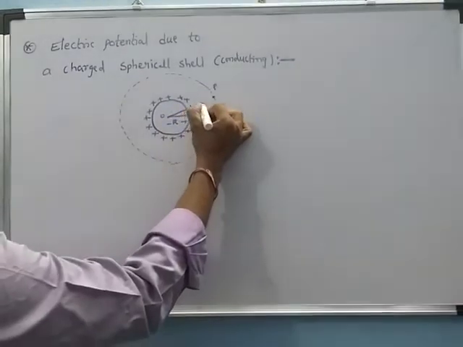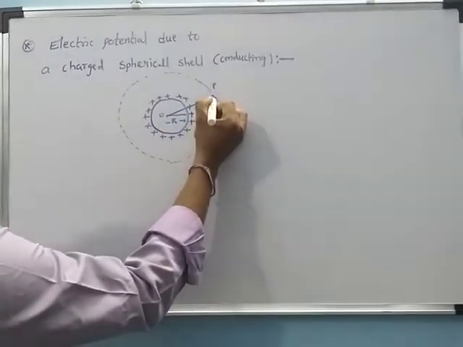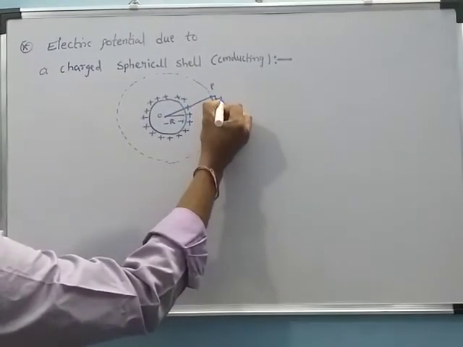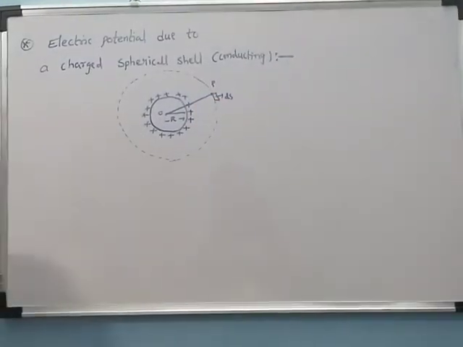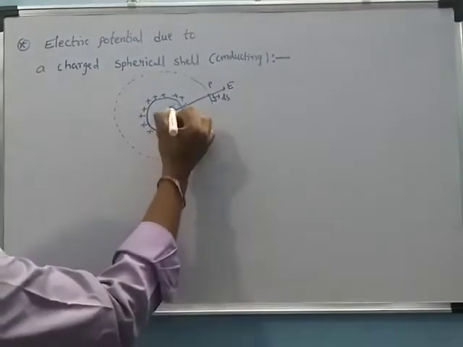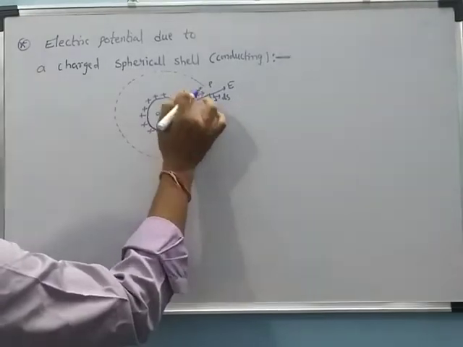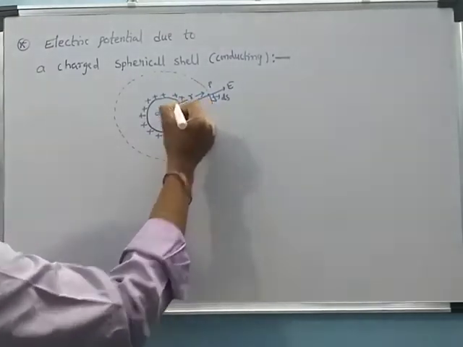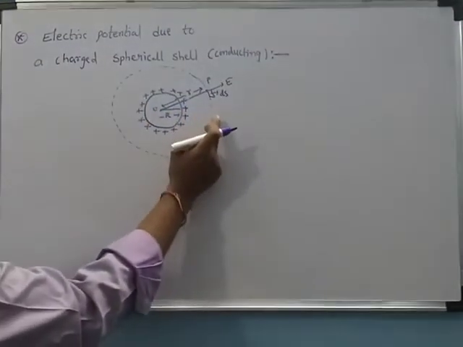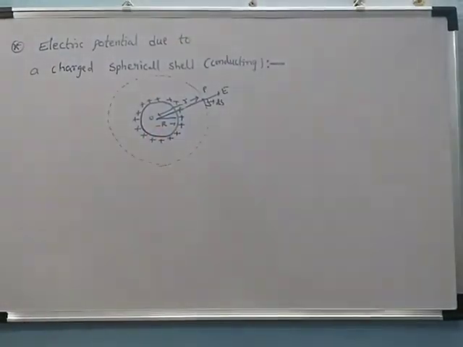Due to this charged spherical shell, we can find the electric field at point P. At point P we consider a small area dS, and the electric field acts in the same direction. The distance from the center to point P is small r. Now there are three conditions: the electric field outside the shell, on the surface of the shell, and inside the shell.